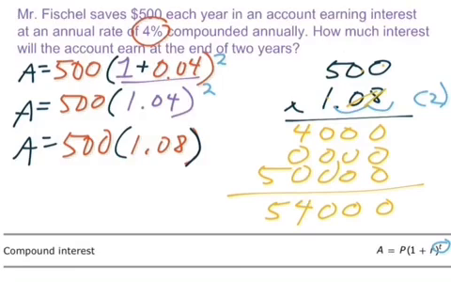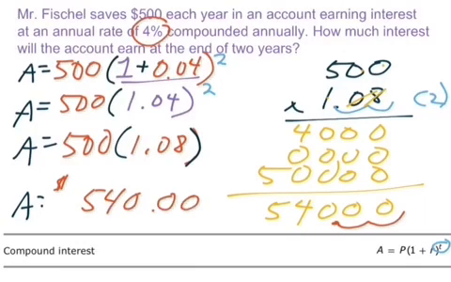So here's what this tells me, and I know I need to come back 2 spaces, 1, 2, and I'm getting A equals, put my money sign here, $540. So after 2 years, my initial amount was 500, or Mr. Fischel's went up to 540. So he actually gained $40 in interest, compounded interest, for having that money in the bank. So it went from 500 to 540.